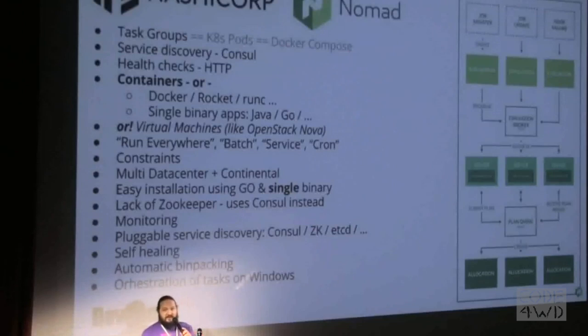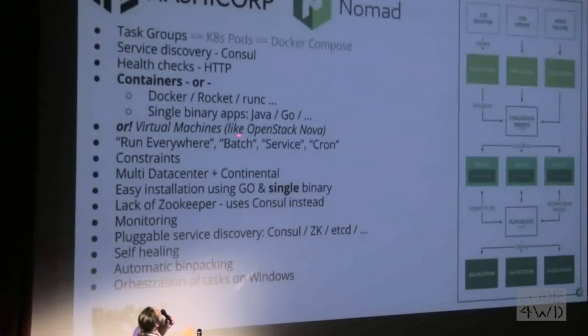And regarding containers, I didn't know this, but it can not just run Docker containers. It can also execute VMs. It can also create VMs. And like Marathon, it can also run simple single binary applications like a JAR or a compiled Go application. And it can run these applications on Windows as well, okay? So the VMs option here is like OpenStack, basically. It comes to replace OpenStack.